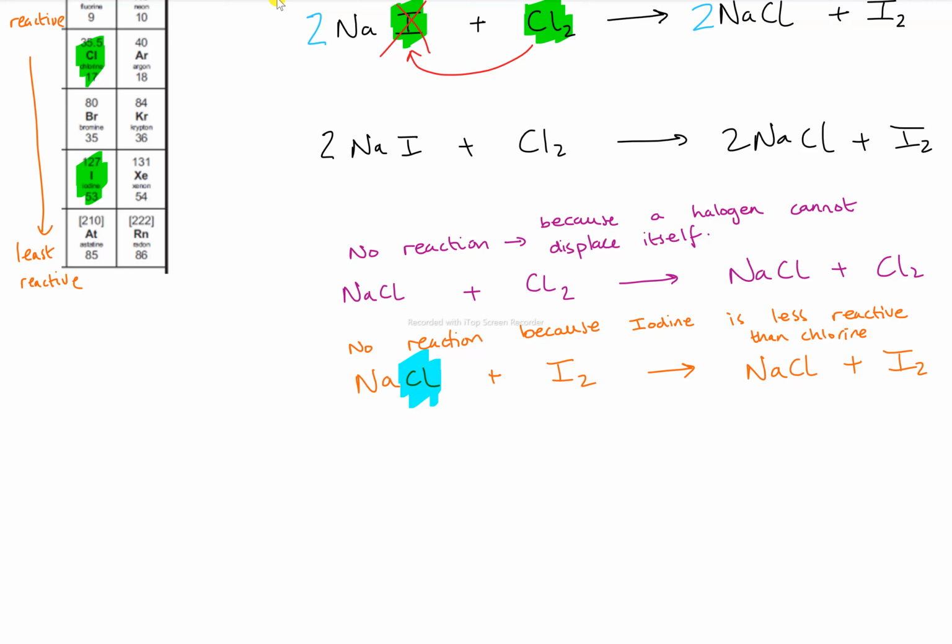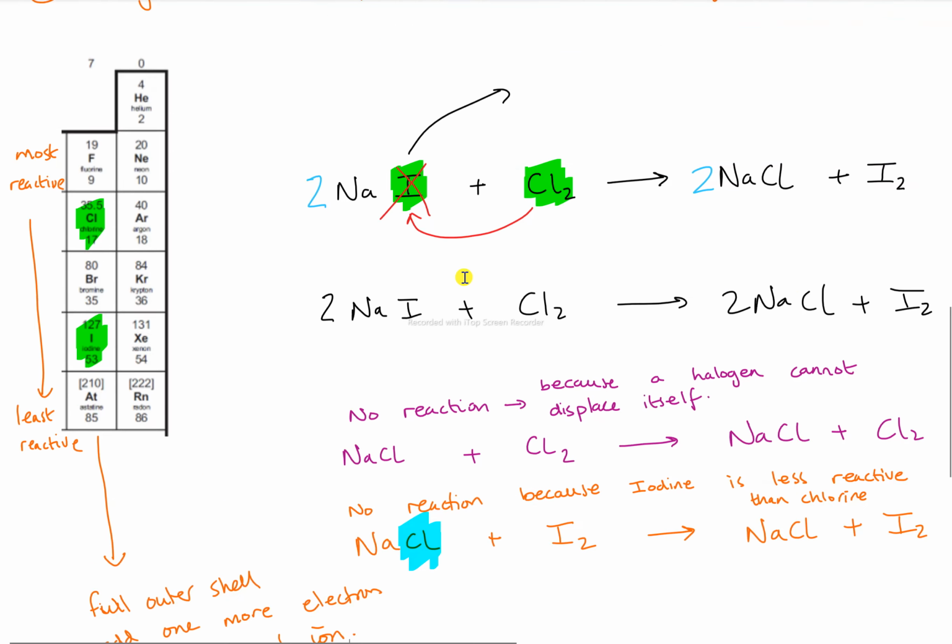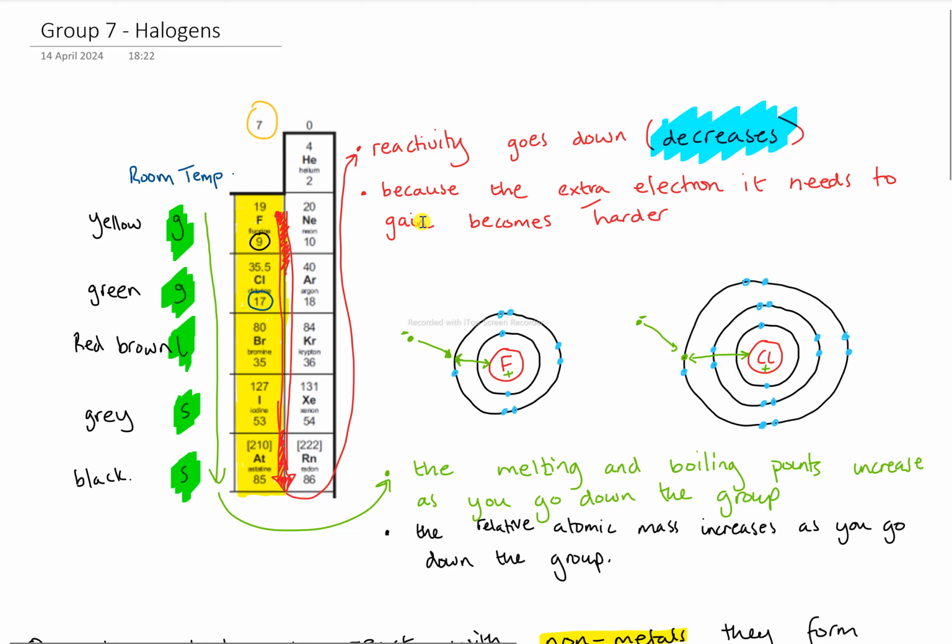So what halogens are trying to do is have a full outer shell. How do we do that? It needs to add one more electron, to form a -1 or 1 minus ion. Right, that's it. So everything is there for group 7. So let's just quickly fly through that. Group 7 are called halogens.